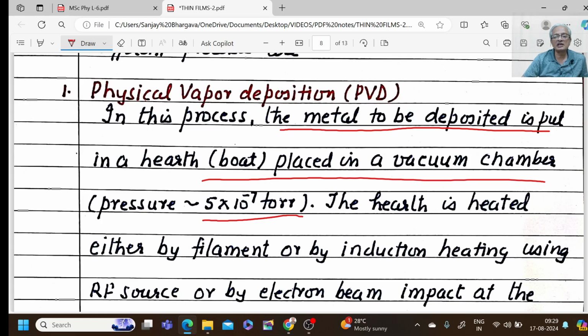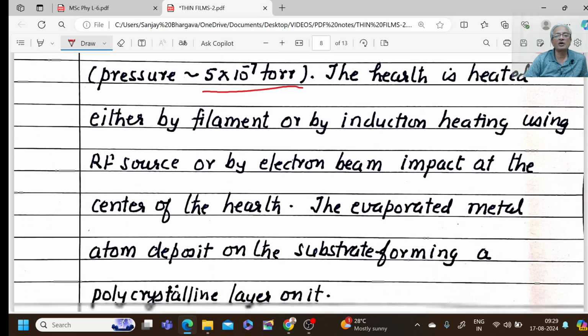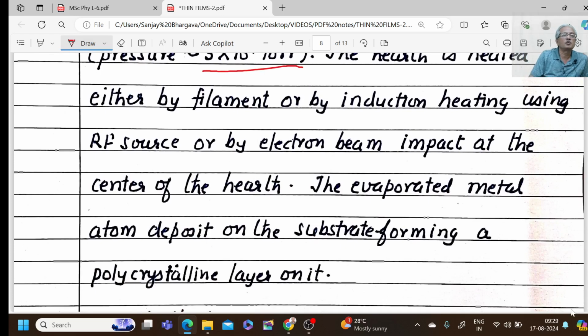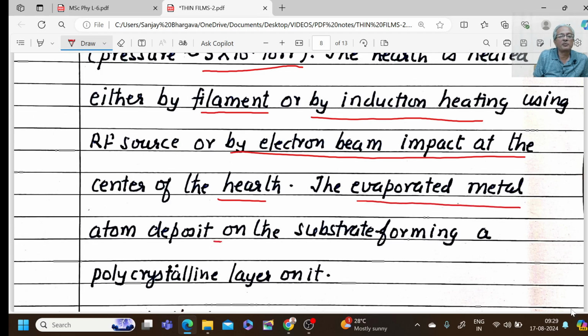The hearth is heated either by filament or by induction. So these are the two processes by which we are heating: either by filament or by induction heating, using an RF source, or by electron beam impact at the center of the hearth. The evaporated metal atoms deposit on the substrate, forming a polycrystalline layer on it. So heating could either be done by filament, by induction, by using an RF source, or by electron beam impact.